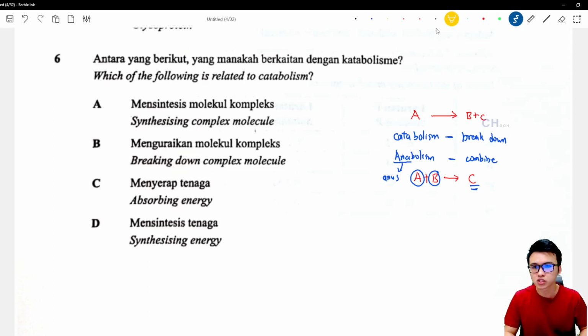Alright, so you look at this question. It's trying to tell you the meaning of catabolism. So there are two possible answers. C and D are confirmed wrong already. So it's synthesis or breaking down. Here we have the breaking down. So the answer for 6 is breaking down complex molecules.